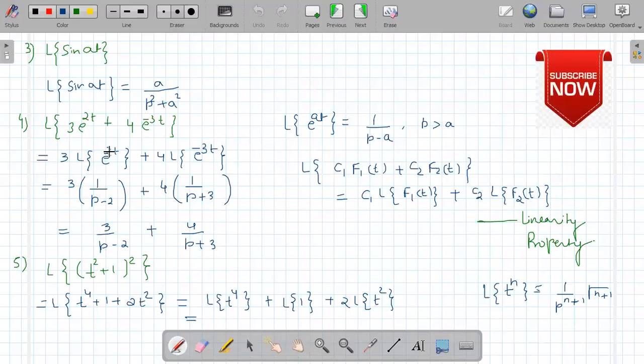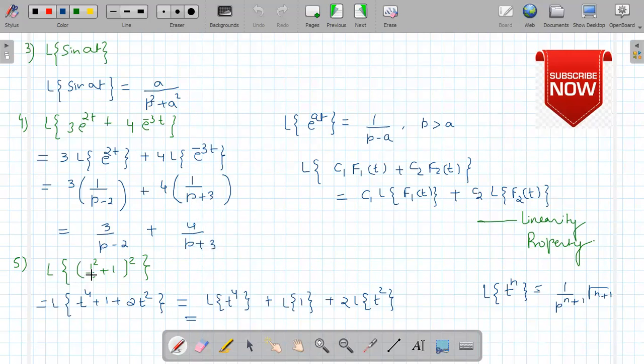So we use the standard formula of Laplace transform of e raised power at is 1 upon p minus a. So replace the Laplace transform of e raised power 2t by 1 upon p minus 2, and e raised power minus 3t by 1 upon p plus 3. Solving these two, we will have 3 upon p minus 2 plus 4 upon p plus 3.